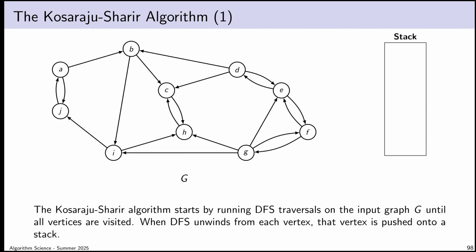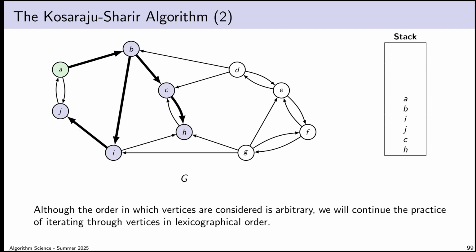And then I keep on the side a stack. And as DFS unwinds from each vertex, I push that vertex onto my stack. So what I'm doing here effectively is pushing the vertices onto the stack in a sort of post-order visit pattern, similar to our topological sorting algorithm from the last lecture. Although we just do traversals until every vertex is visited, I am going to follow the convention we've been following so far, where I just go through vertices in alphabetical order, and when I find an unvisited one, I run a traversal. So the first one I try is vertex A. I do a traversal at vertex A, and so it looks sort of like this.